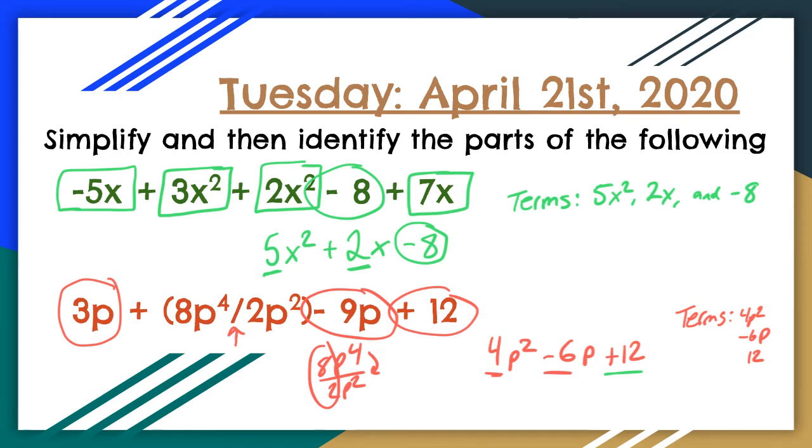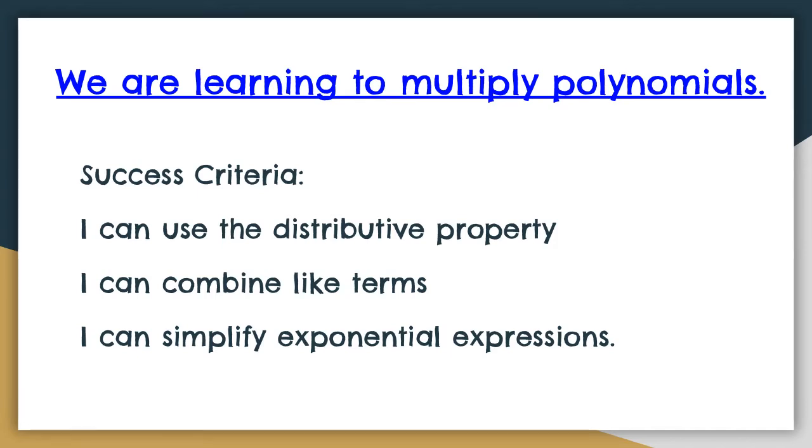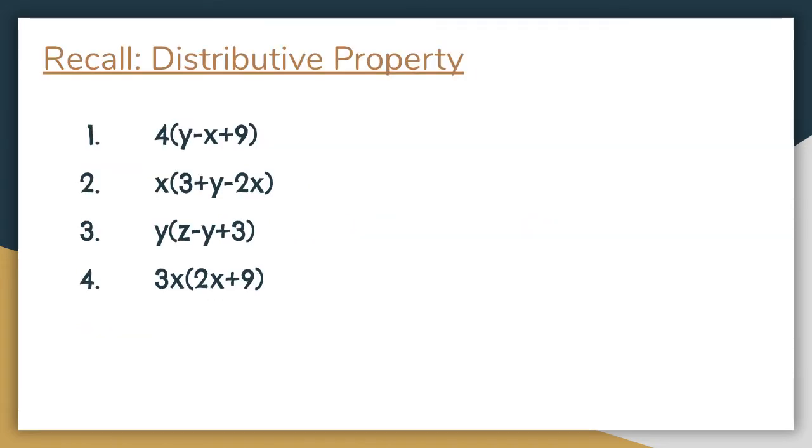Let's move on to the goal of today. Today you're going to be learning how to multiply polynomials. You're going to have to be able to use the distributive property, you're going to have to be able to combine like terms, and you're going to have to be able to simplify exponential expressions, kind of like we did in that second warm-up example. Now today we're going to be focusing on multiplying monomials. That means one term by a polynomial. That means multiple terms. Let's take a look.